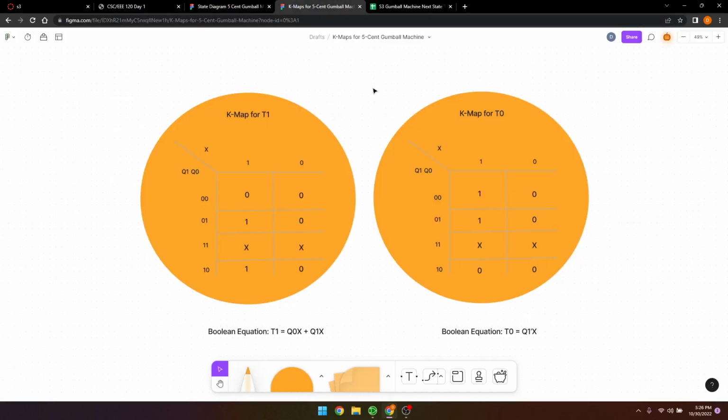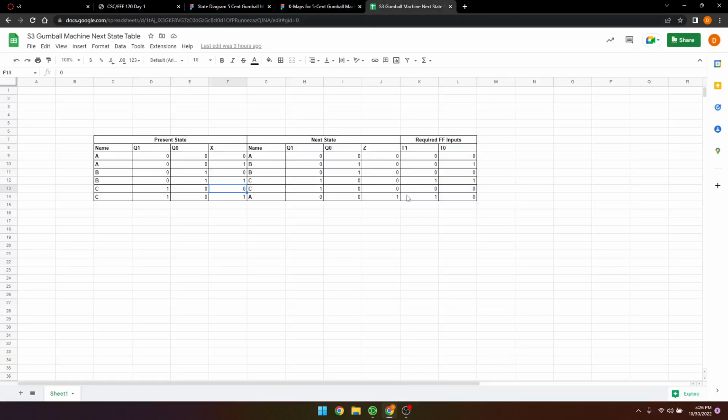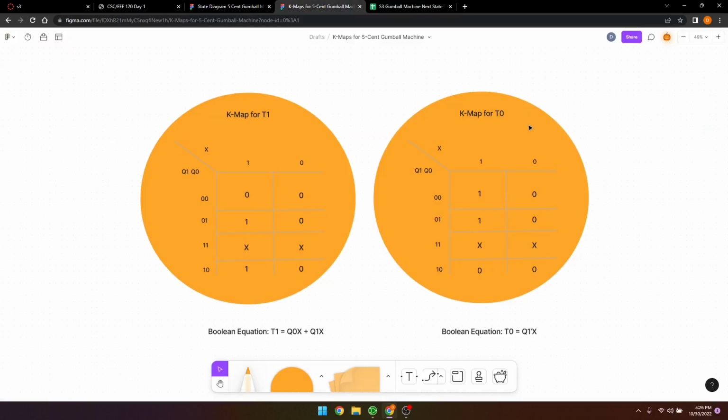Now, typically we would need 3 K-maps for this kind of machine, but the fact that there's only one possible state that the machine can be in to get Z makes it so that the equation is so simple that I don't even need a K-map. But for T1 and T0, I did need a K-map because there are multiple different states in which these are high or low.